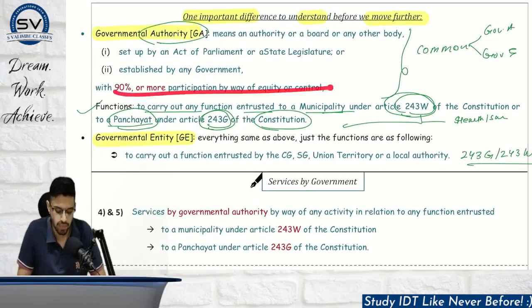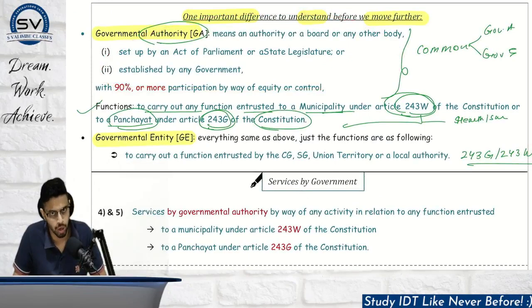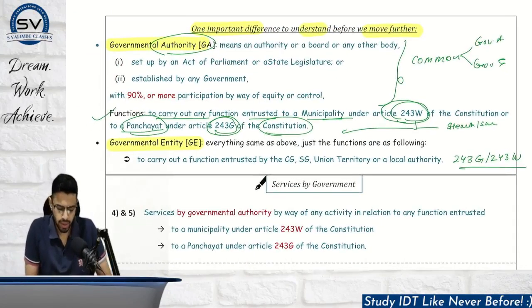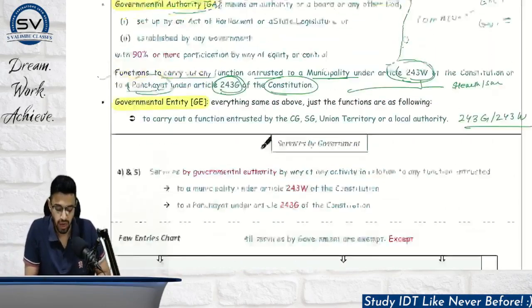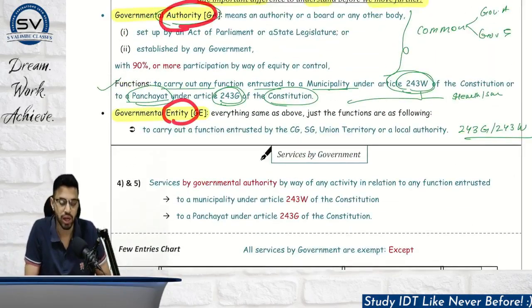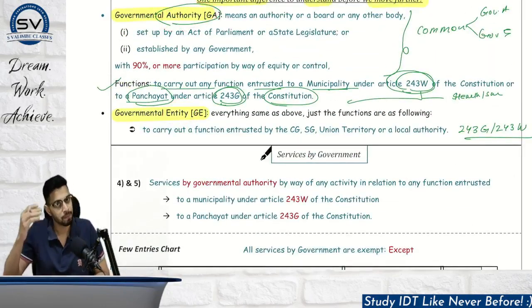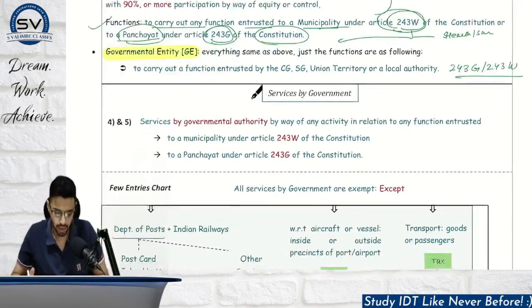But this point is same. Control 90% or more equity or any other participation or control. Okay. So now that governmental authority and governmental entity difference is clear, we can proceed to our main service. That is the services by government. You have to focus where I'm using entity, where I'm using authority, and where I'm using the words like central government, state government, and other governments.